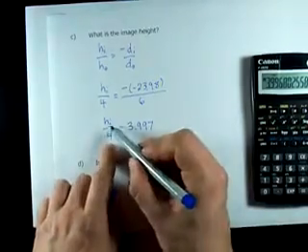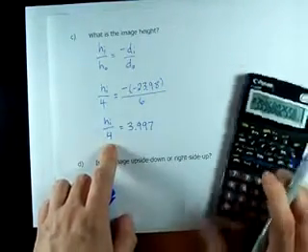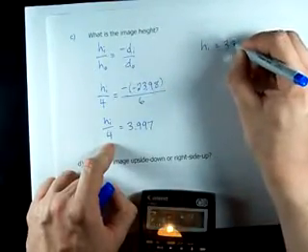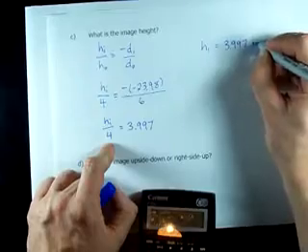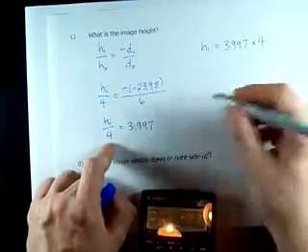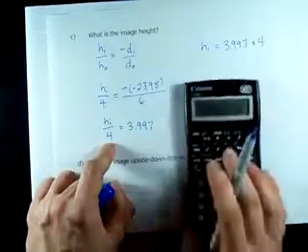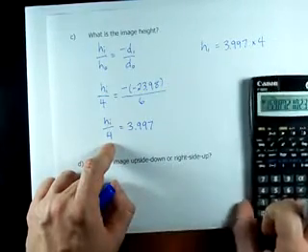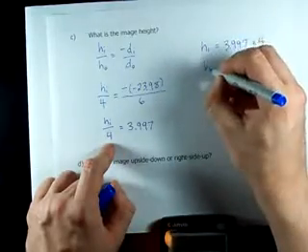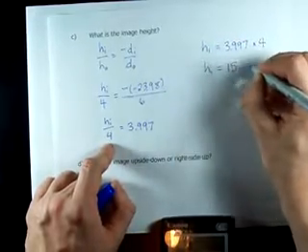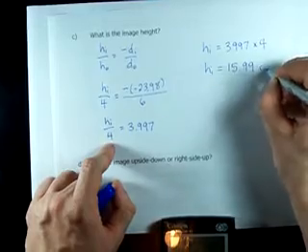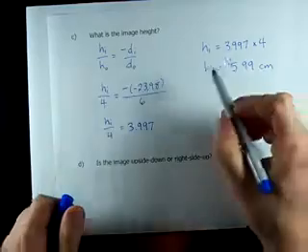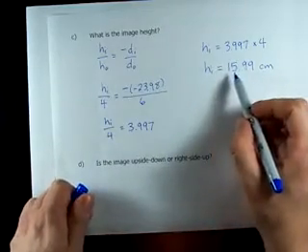And now I have to undo dividing by 4. To undo dividing by 4, I have to take the right side of my equation and multiply by 4. Remember, you undo division with multiplication. And so I'll times 4, and I get 15.99. HI is 15.99 centimeters. Cool. Now, that is a positive image height.